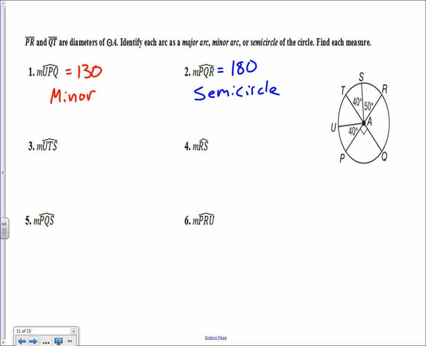UTS, again, order matters. It is UTS, not UST. And this one might take a little bit more work, but not a lot. We have a 90-degree angle here. We have a 40-degree angle here. And then we have a straight line. That straight line has to have 180 degrees. Minus the 90 gets us down to 90, minus 40 gets us to 50. So that angle is 50 degrees. And then we're actually coming back and adding 40, 50, and 50. We should get 140, which is a minor arc.